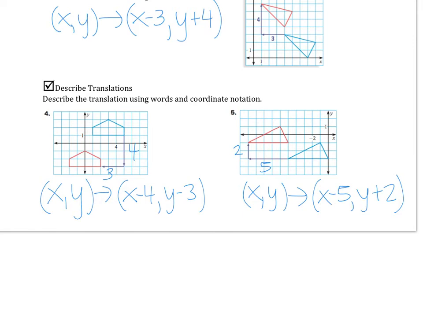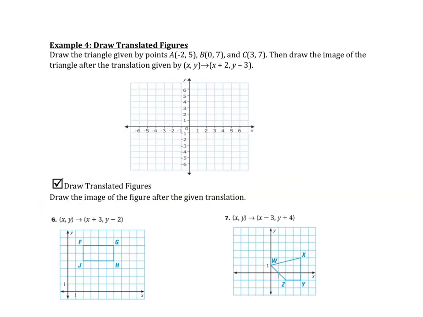So hopefully you were able to write that notation. In the next example, we're going to actually plot the original figure. So plot -2, 5, label it A, 0, 7, label it B, and 3, 7, label it C. Connect the triangle. And then we want to translate it 2 units to the right, 3 units down.